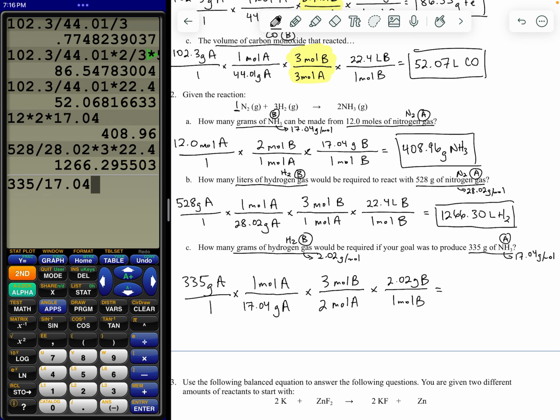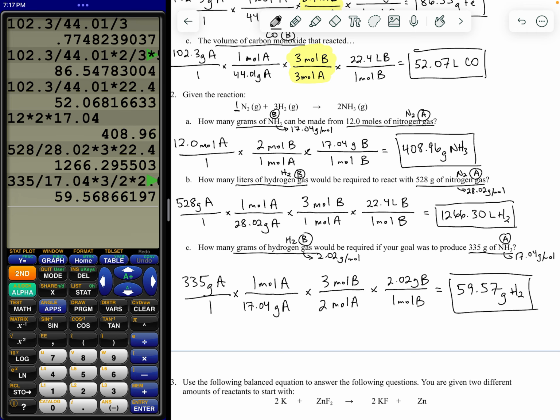Sometimes we go a little too quick, and you might find some errors here and there, but I try to minimize those the best I can. So here's about 59.57. This is grams, of course, of B, or in this case, hydrogen gas.